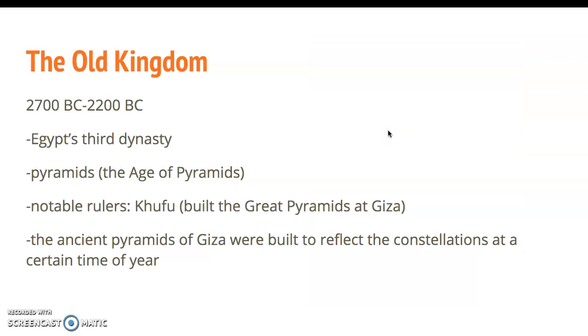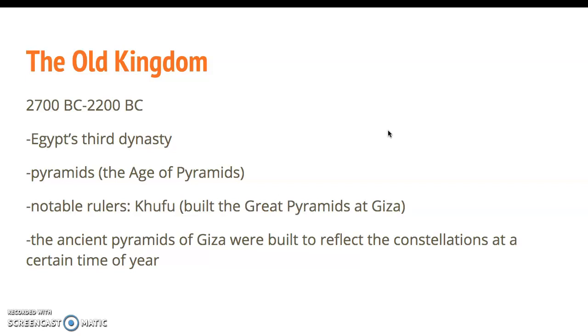Old Kingdom. All right, Old Kingdom was the first major dynasty in Egyptian history. It's actually its third dynasty, but this is the one where it kind of came to national prominence or international prominence for about 500 years, from 2700 to 2200 BC, before the time of Christ. It is going to be known for pyramids. In fact, it's known as the Age of Pyramids.